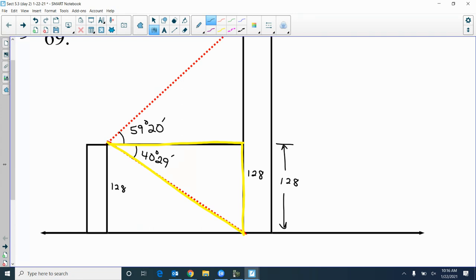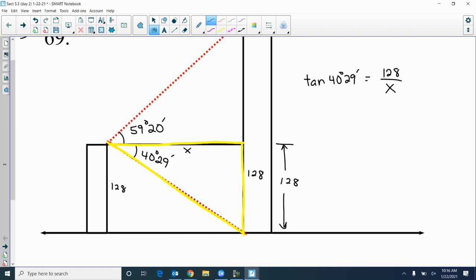So we're going to take tangent of 40 degrees, 29 minutes. And then opposite is 128, adjacent is x. So tangent of 40 degrees, 29 minutes equals 128 over x. All right, find what that is. Nearest whole number is fine.